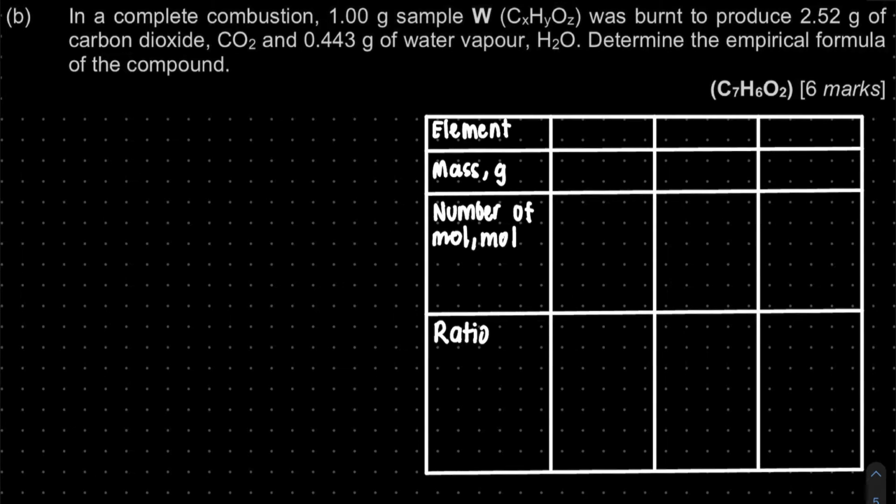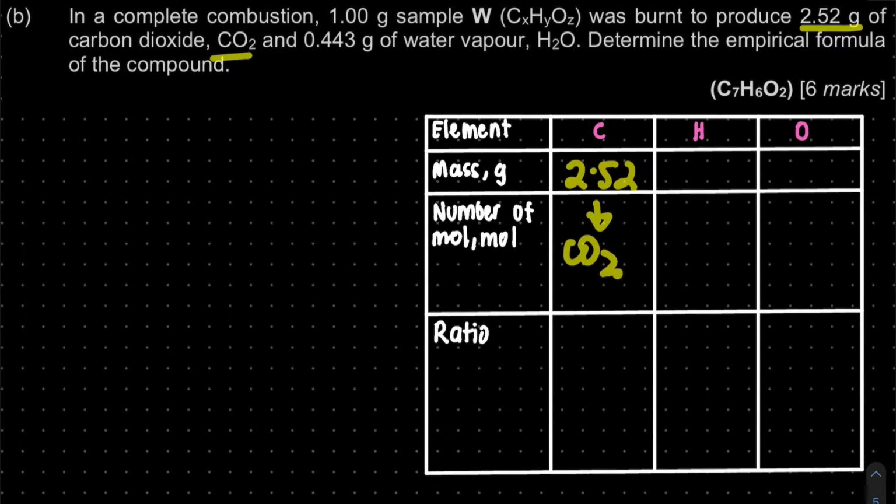The elements that we have are carbon, hydrogen, and oxygen. Based on the information, we know that the total mass of the compound is 1 gram. But for this one, we're going to find out the mass of the individual atoms, my carbon, my hydrogen, my oxygen. In this information, we only got 2.52 gram of CO2. So 2.52 gram, we cannot put it here because 2.52 is actually CO2.